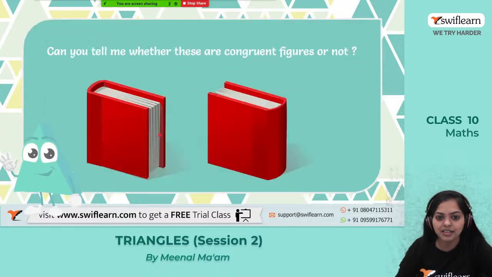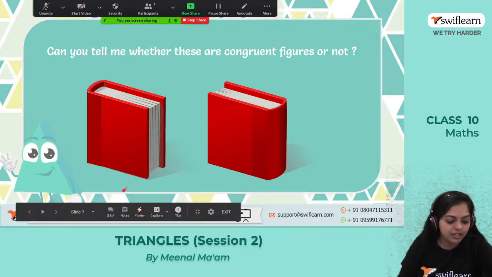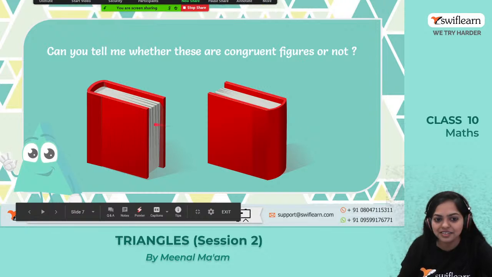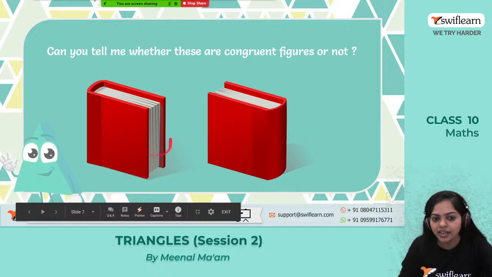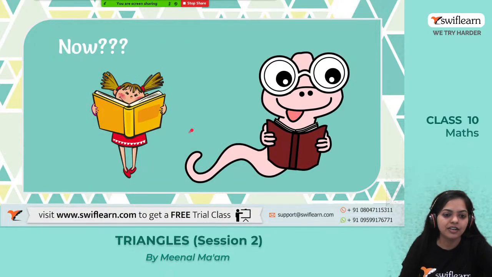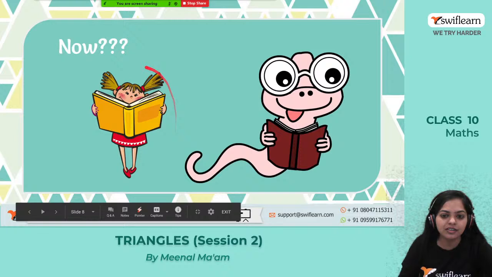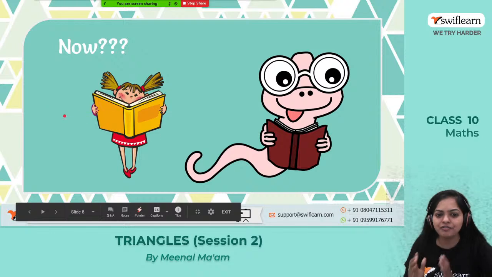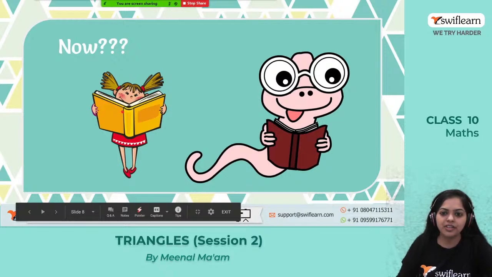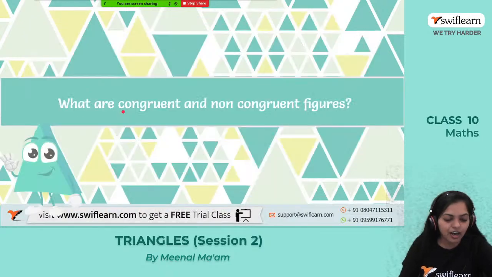Before that, can you tell me whether these are congruent figures or not? These two books, are they congruent figures or not? These two books have the same shape as well as the same size. Yes, you can see it? So, are they congruent? Yes, definitely they are congruent. Now, if I talk about these two funny cartoon characters, are they congruent? Actually, these two figures are different in shape as well as size. So I don't think they are congruent.